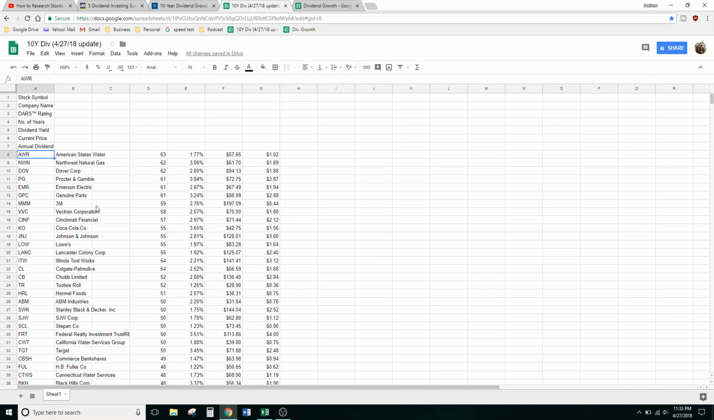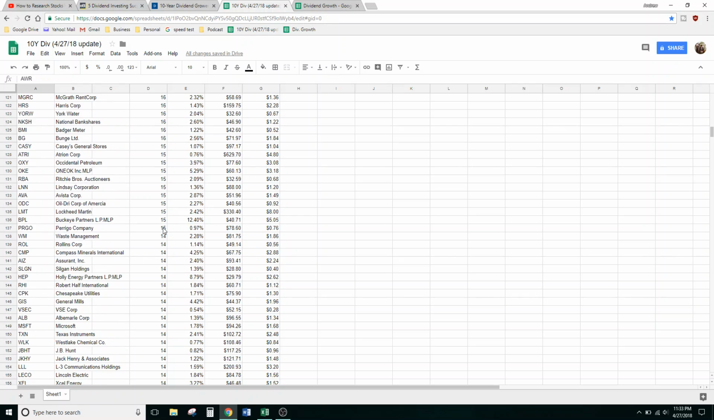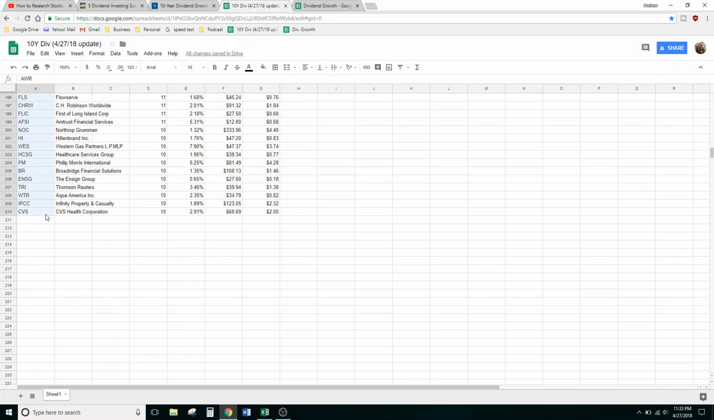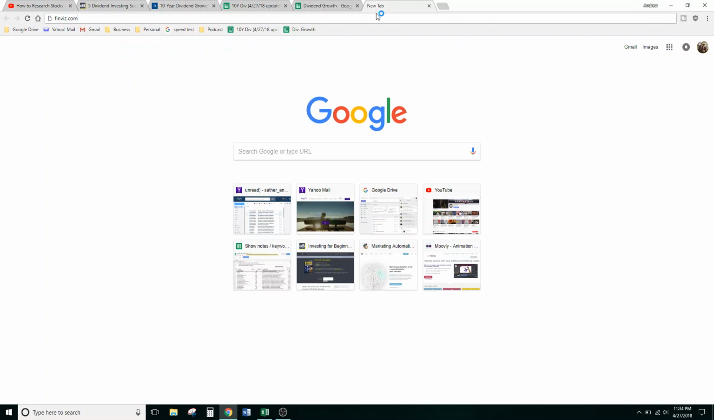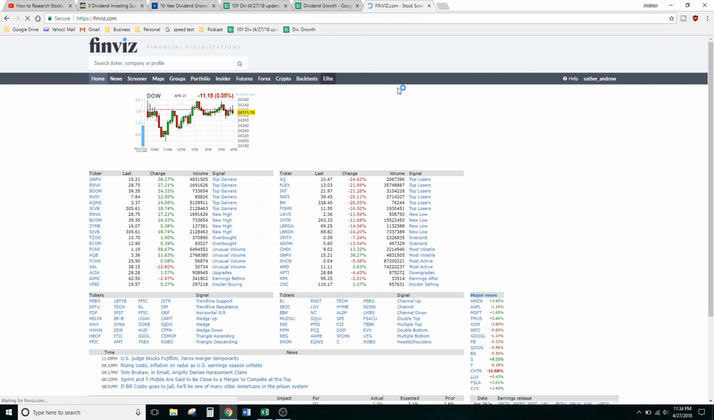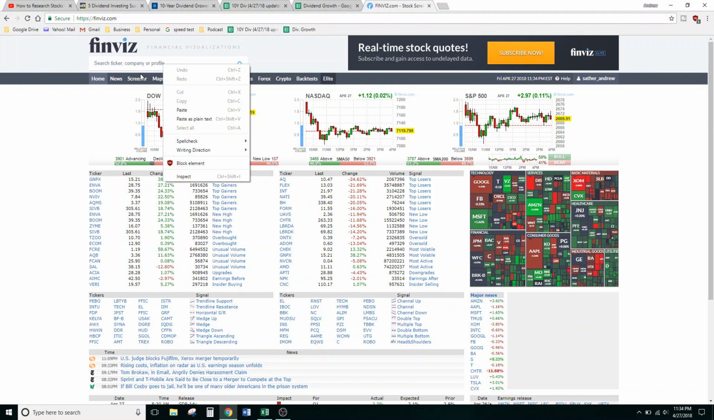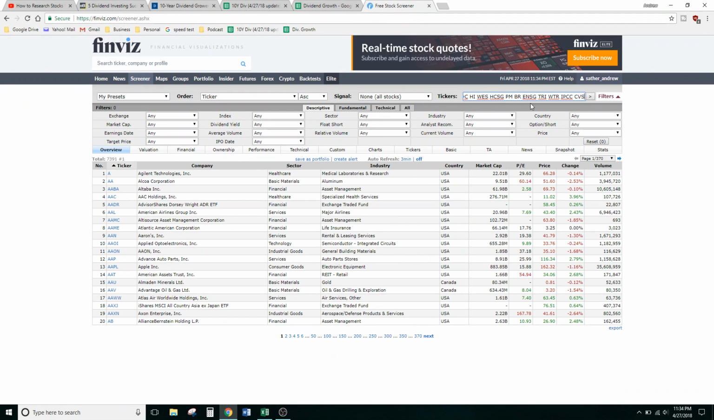Now, let's say I don't want to individually go through every single one of these stocks and their 10Ks. But I want to be able to narrow down and see which ones are trading at decent prices now, right? Which ones look like good opportunities that we can maybe investigate further.